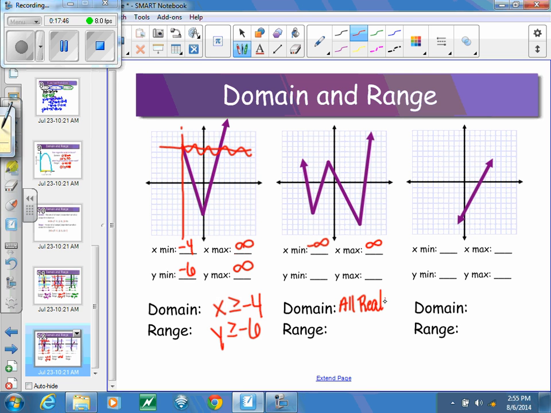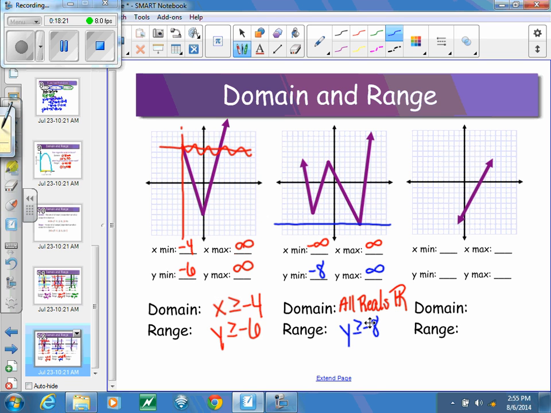Any number here is going to work for your domain, and how we can write that out too is a little funky R, which is saying that all real numbers work for this function, for your domain. Now for your y values, you might think, oh, every number works. Well, we have to be careful, because for this graph here, we do have a minimum. As far as the y maximum goes, that's positive infinity, but we do have a y minimum of -8.